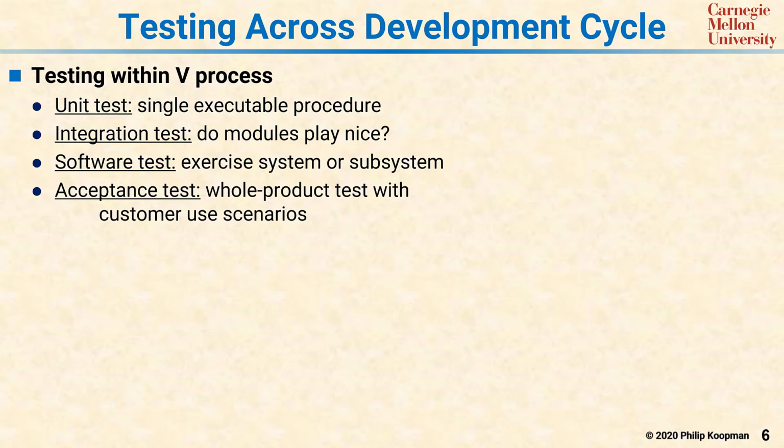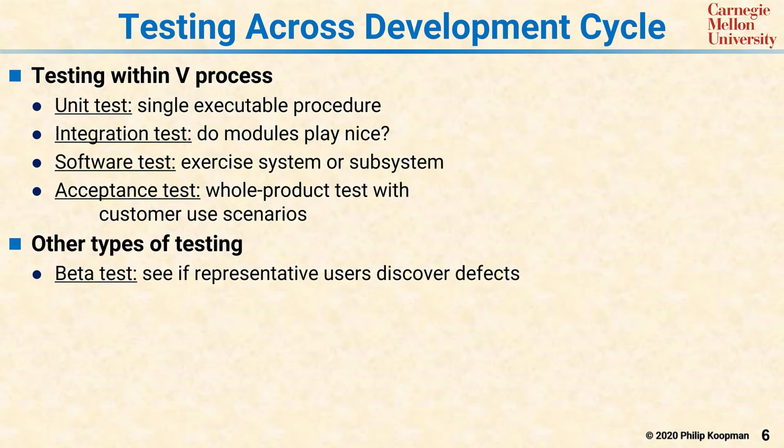At the top right of the V is acceptance test, which has to do with whole product tests of both hardware and software together, mostly looking at customer use scenarios, and those are generally almost entirely black box tests. But you also typically see some smoke tests and some exploratory testing just to make sure that the requirements seem to be complete and accurate in terms of customer usage scenarios.